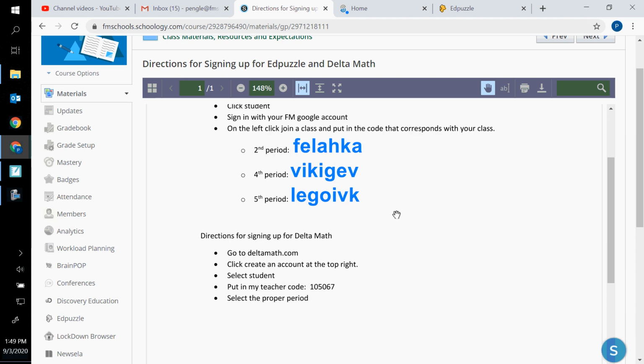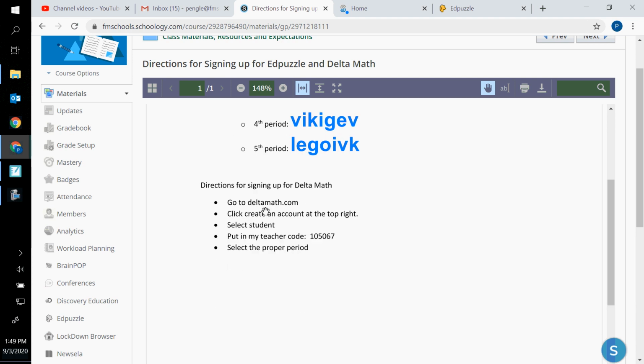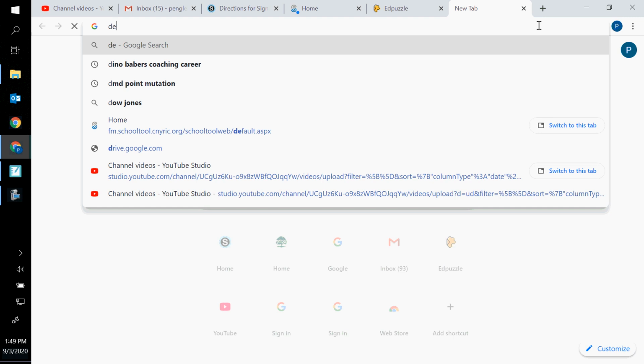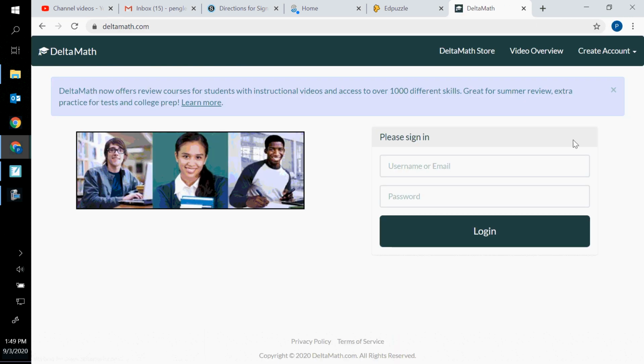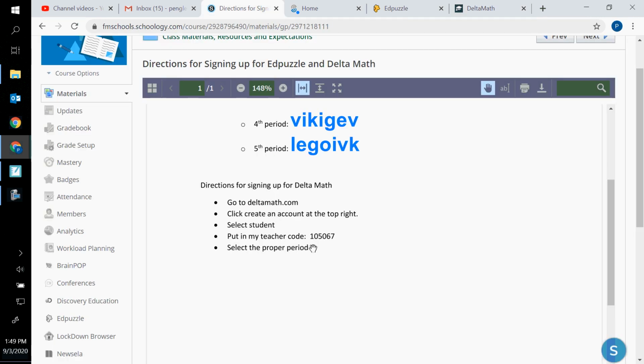The next thing that we'll sign up for is Delta Math. So you're going to go to deltamath.com. And Delta Math is a resource we'll use throughout the year. You're going to go to Create Account. You'll select Student. So create account, select student, and then you're going to put in my teacher code, 105067. And then just select whatever period you are in, either second, fourth, or fifth for geometry. And then that's all you have to do for that right now. I just want to sign up so we'll be able to use that resource when the time comes.